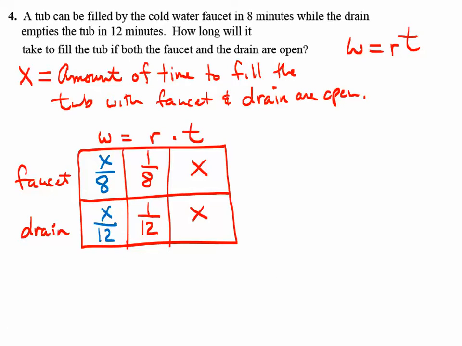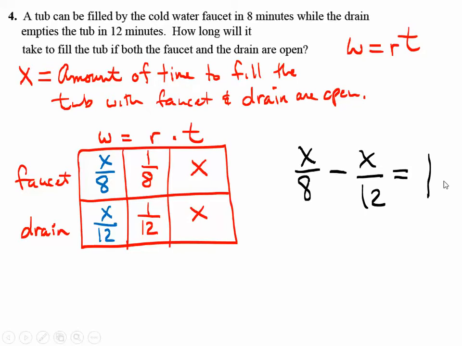All right, so how do we put this together? How much time will it take to fill if both are working? This is what I got: X over 8. That's one piece. Careful here, because the drain is undoing the work of the faucet, we're going to put a minus sign. We're going to put X over 12, and then at the end we're going to say 1. What does that 1 mean? It means that we have one tub to fill.